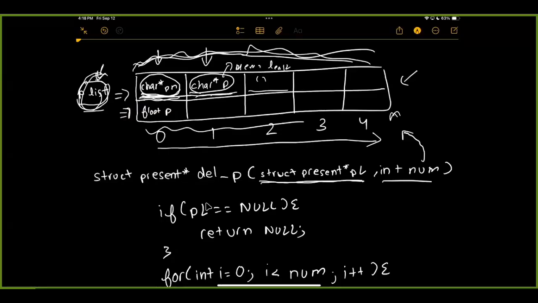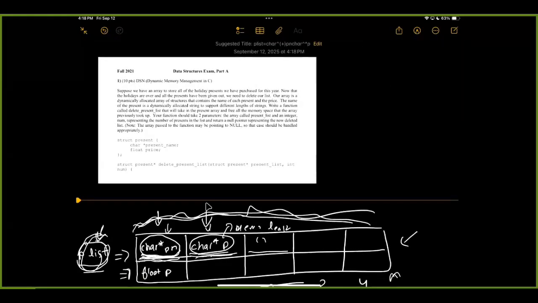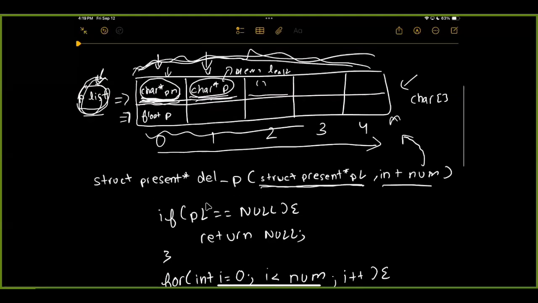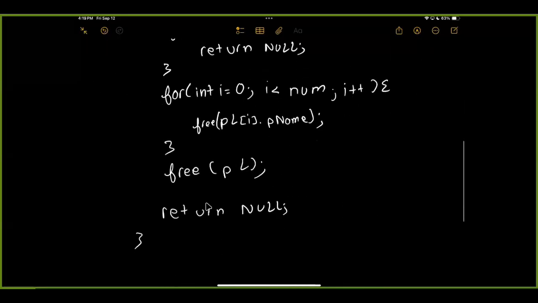So that's why we have to go to each and every index and free the character array, which was dynamic. If it was static, for example, as you can see, the struct present has char star present name, meaning it is a pointer. If that was a static array, something like char and a fixed size, then I wouldn't have to free it, because static memory destroys itself. So that's one thing to keep in mind.